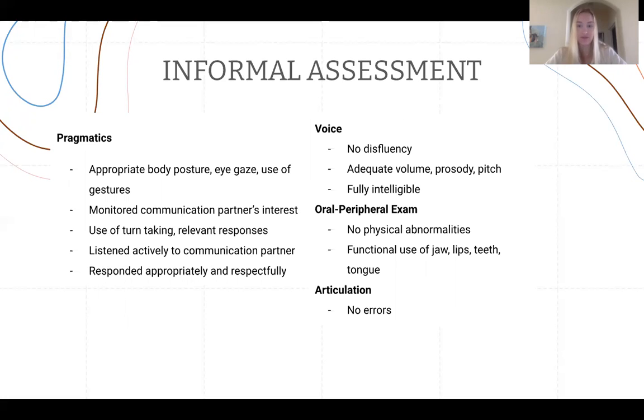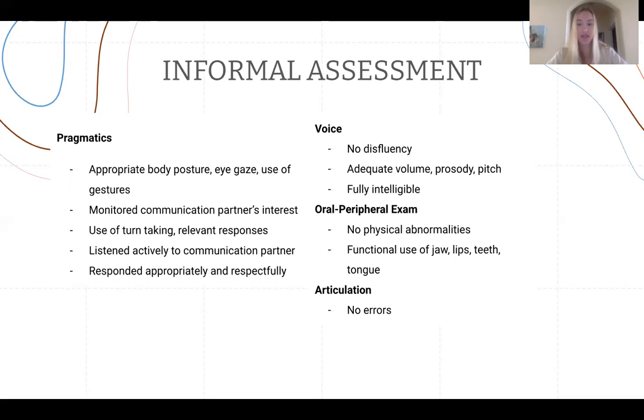So for the results of his informal assessment, for pragmatics, he was determined to use appropriate body posture, eye gaze, and use of gestures. He was able to monitor his communication partner's level of interest and adjust accordingly. He demonstrated appropriate use of turn taking and responded relevantly to the conversation. During observation, he was observed to listen actively to his communication partners, whether peer or adult, and he also responded appropriately and respectfully to all of his communication partners.